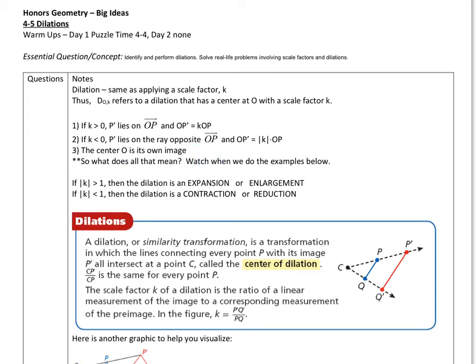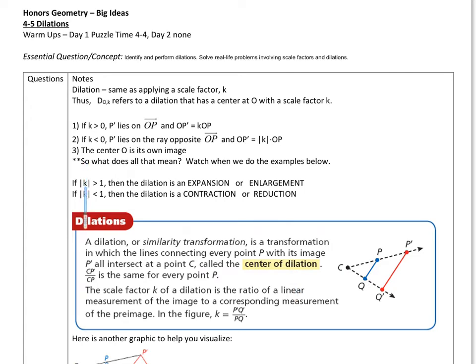Okay? So, in other words, if my scale factor for my point of dilation is this, P prime will be there as long as it's positive. If it's negative, then I will move in the opposite direction. And we'll do some of those with some examples.